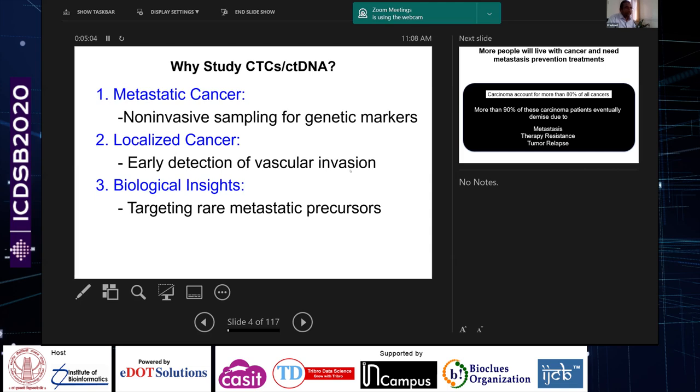And as I mentioned earlier, it would be non-invasive sampling. You could go to a patient and ask for a blood sample 10 times, but you may not ask a patient to go for surgery 10 times. So this is a big boon in the area of cancer research. Localized cancer, again, early detection is the key. And the biological insight, that is where you could understand what is happening in the tumor.